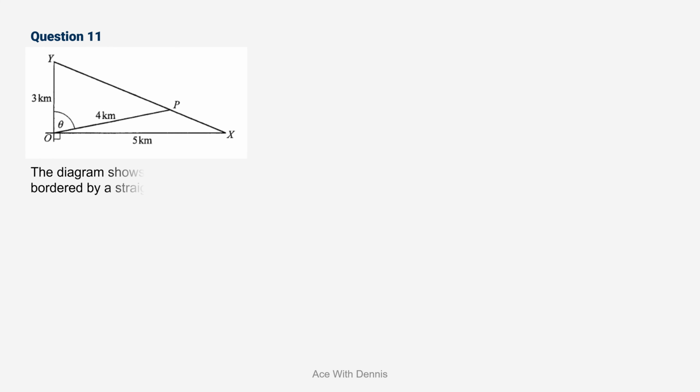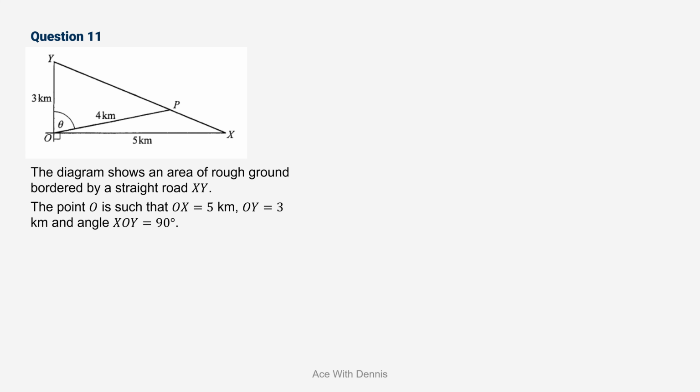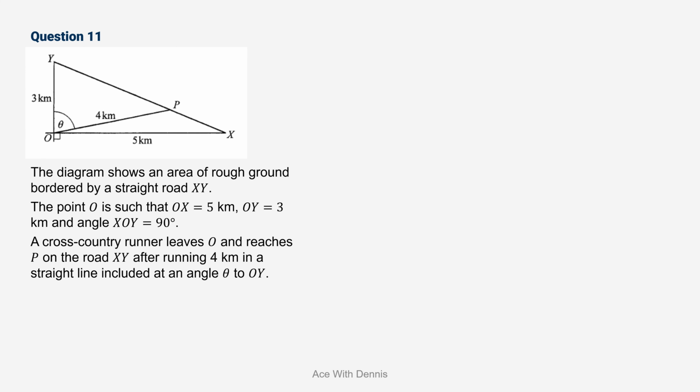Question 11. Given this diagram, the diagram shows an area of rough ground bordered by a straight line road XY. The point O is such that OX equals 5 km, OY equals 3 km, and angle XOY equals 90 degrees. A cross-country runner leaves O and reaches P on the road XY after running 4 km in a straight line, inclined at an angle theta to OY.